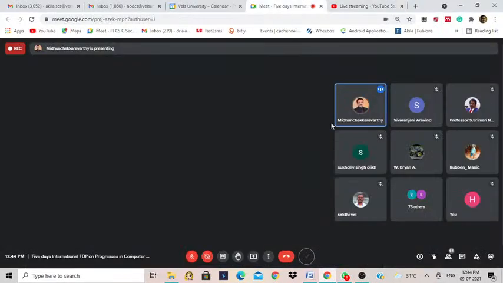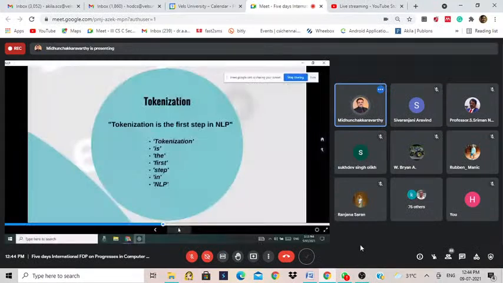I think researchers might have already used this. Please take some time to have a refresher. Soon we'll be moving to the technical part. So tokenization is the first step in NLP. All those words will be separated. The complete sentence will be separated into words. That's the work of tokenization.